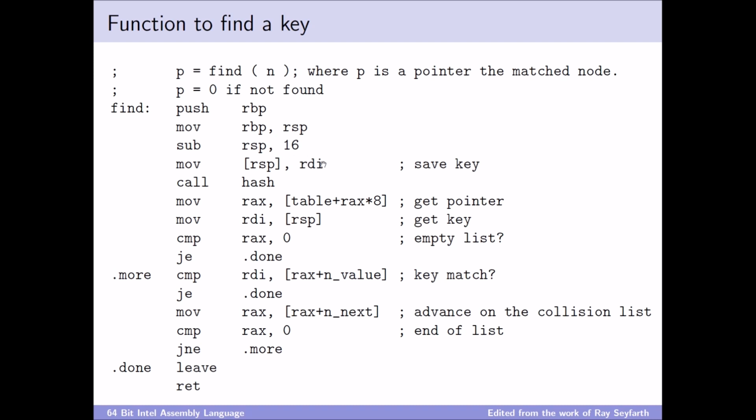Then we're going to save the key that was passed through to us in our function. So the n, in essence, we'll save that onto our stack. So this will be saved in our first stack space variable. And then I'm going to call the hash function. Now remember, if I'm calling a function, the first parameter I have to load is RDI, and the key is already present in RDI. So the hash function will hash what is in RDI, and it will return the result to us back in RAX.